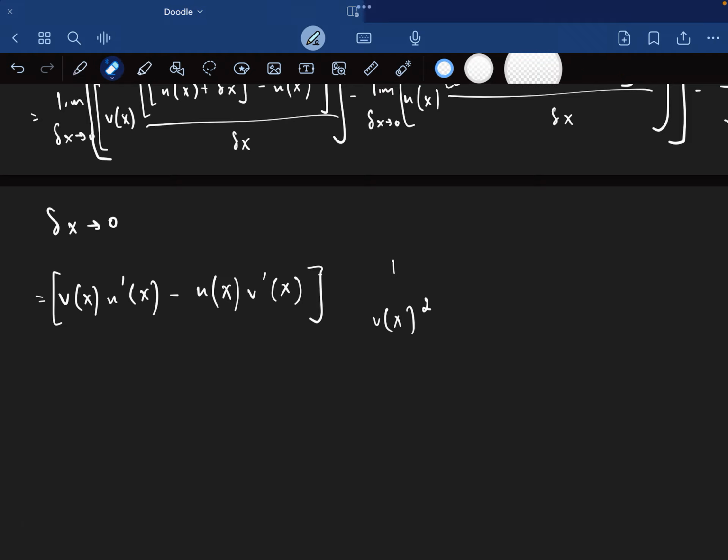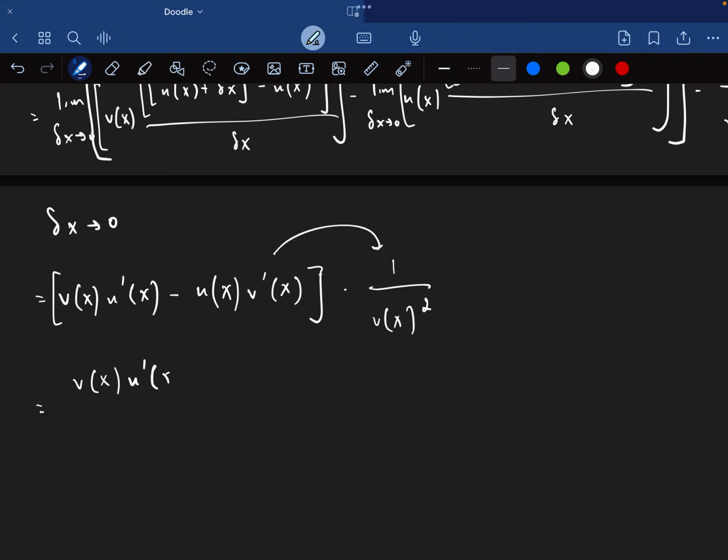So multiply, bring this on top, so it becomes [v(x) u'(x) minus u(x) v'(x)] over v(x) squared. So we have proven it.